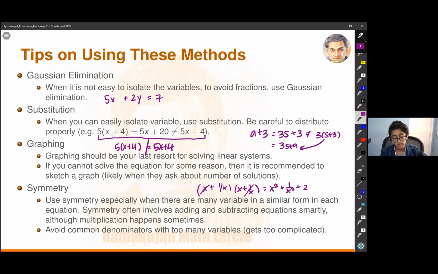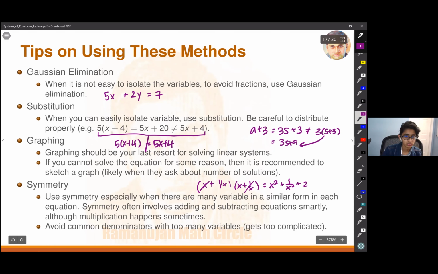And avoid common denominators. Definitely, you can multiply things out, but don't try to make a common denominator. That just wastes your time. Unless you really think that it's going to help you progress in the problem, don't try to make common denominators, because it just gets too complicated. Yeah. Okay. And that's about it.